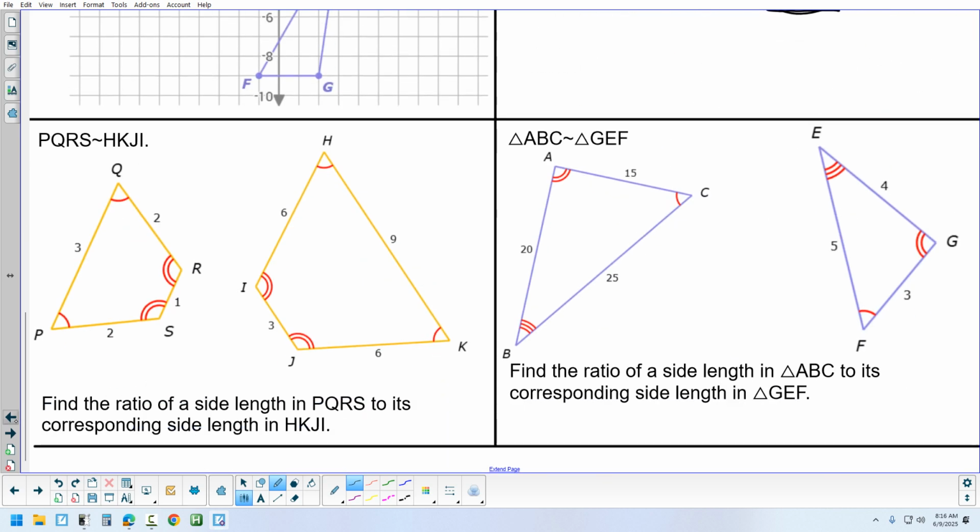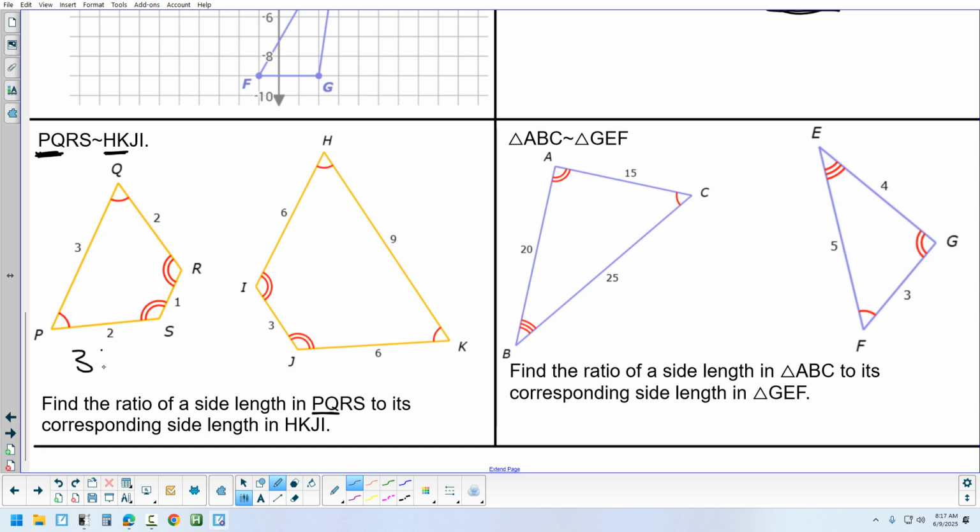All right, let's look at this one. So let's pick 2 letters. I always try the first 2. PQ. What 2 letters in the other shape go with P and Q? H and K. So now it's just a question, do we know those numbers? Okay. So PQ. How long is PQ? 3.